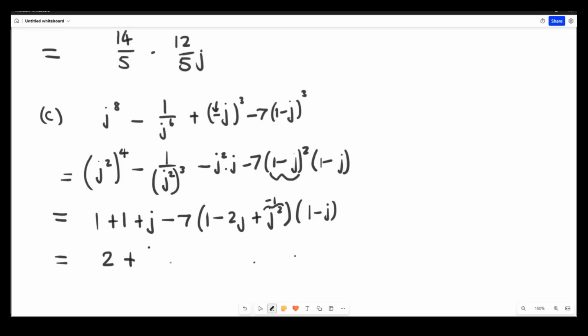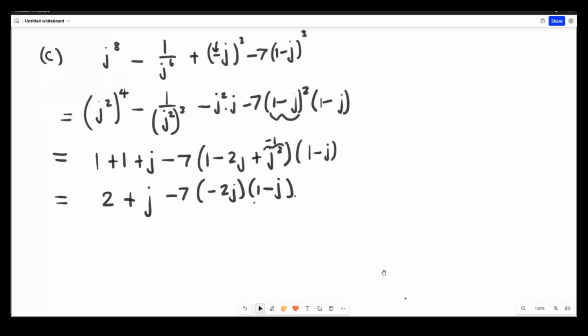So you've got 2 plus j, and then keep that minus 7 outside. So it's 2 plus j. Why is the j not coming up now? Because minus 1 plus 1 is 0. So I've got minus 2j times 1 minus j. So this is 2 plus j. Okay, guys. So there's that. That's how it looks. And now the rest are relatively easy to resolve.